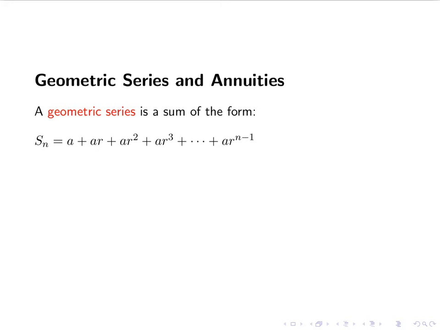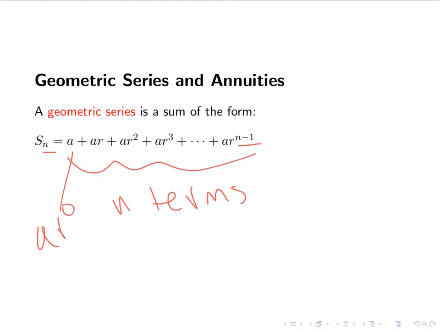So notice that we have Sn and n minus 1. The n is referring to the fact that there are n terms. If you think of the first guy as being a times r to the 0, you have 0, 1, 2, 3, 4, 5, 6, 7, up to n minus 1. That's a total of n terms. So it's really important that you remember that this last exponent is n minus 1, not n.